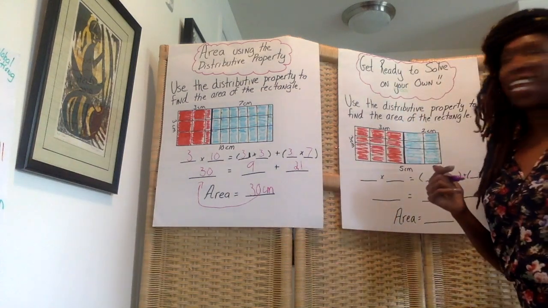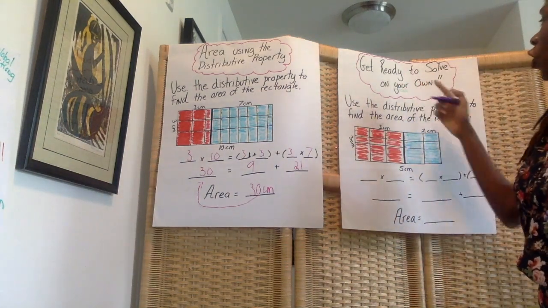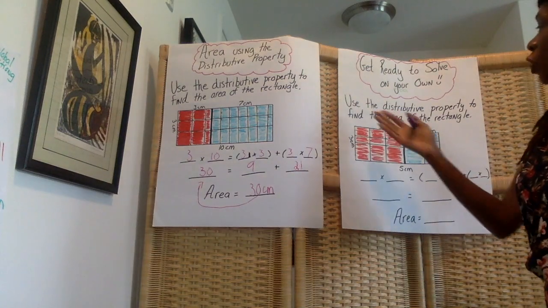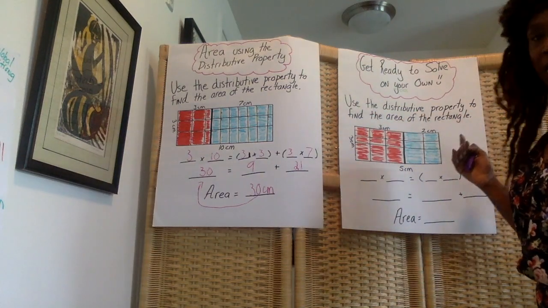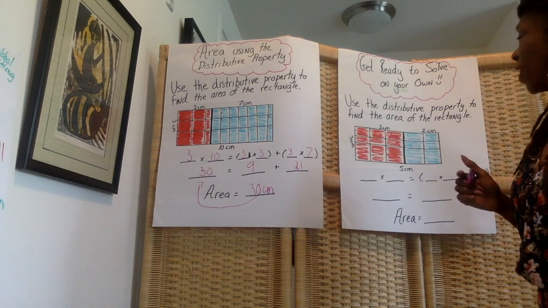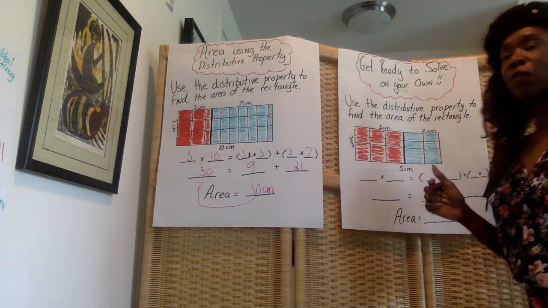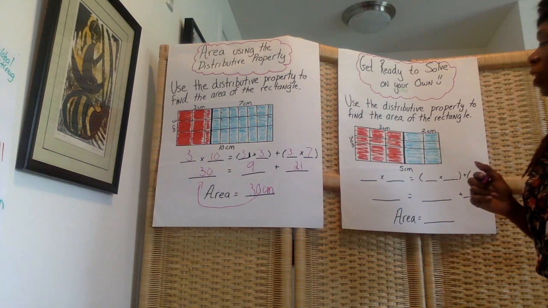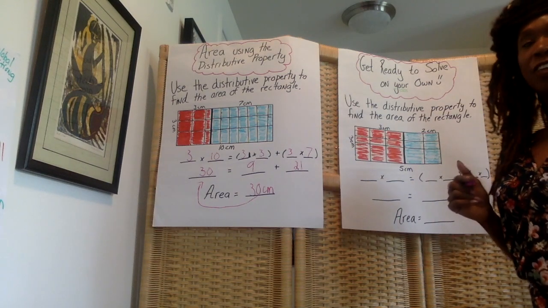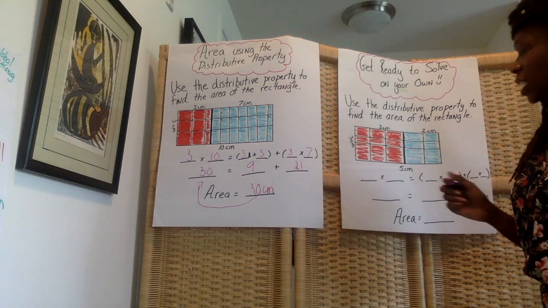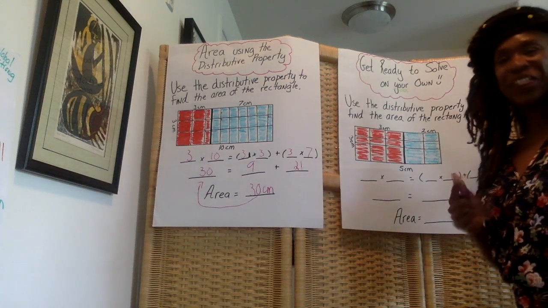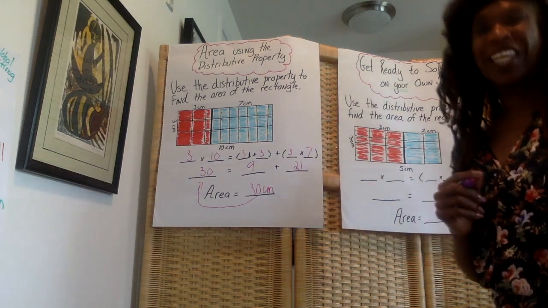Now, get ready to solve on your own. Use the distributive property, once again, to find the area of the rectangle. I'm going to give you a couple of minutes to write this down, and then we're going to come back together to see if your answer is the same as my answer. Good luck. I know you can do it.